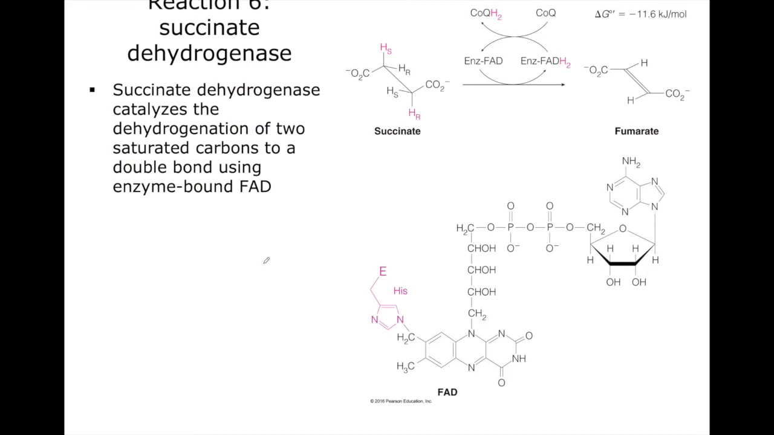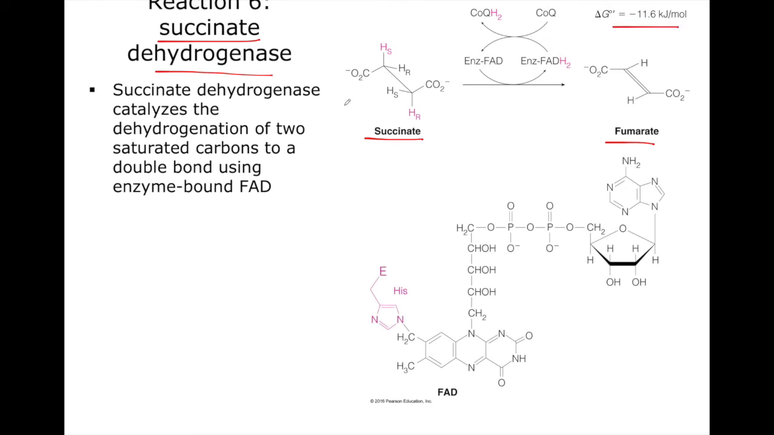So let's keep moving on and look at reaction 6. Now we formed succinate, and we're going to take succinate and convert it into a molecule called fumarate. The enzyme that catalyzes this is called succinate dehydrogenase. So a dehydrogenase, we're probably going to undergo an oxidation reduction reaction. And those reactions are typically exergonic.